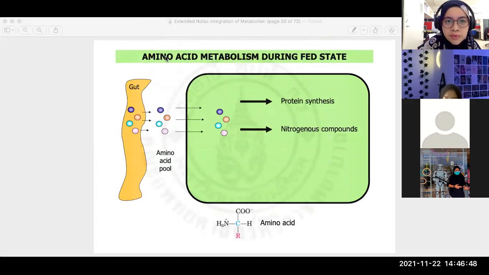Okay, so next would be the amino acid metabolism during fed state. Different from fatty acid and also glucose, we don't have the capability to store amino acid in our body. So the amount that we have eaten must be utilized to make, for example, structural proteins, or to make enzymes, or even to make glucose, gluconeogenesis. The remaining or excess amino acid will be excreted out or removed in the form of urea. Okay, so that is for amino acid.